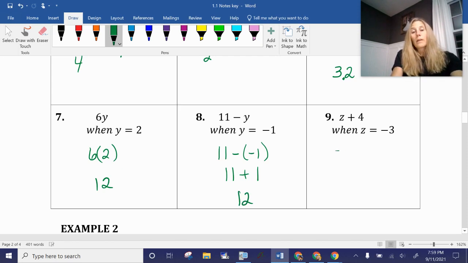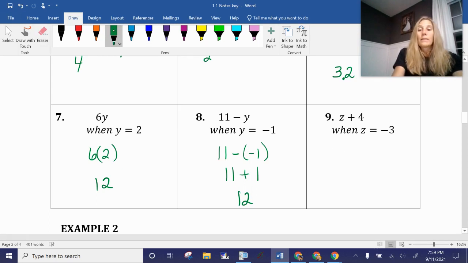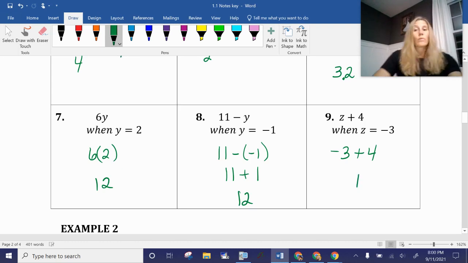And then finally, our last evaluating problem here, the z plus 4. We're substituting in the -3 plus 4, -3 plus 4. Since they have different signs here, it's really like subtraction or finding the difference, and that answer is just going to be +1.